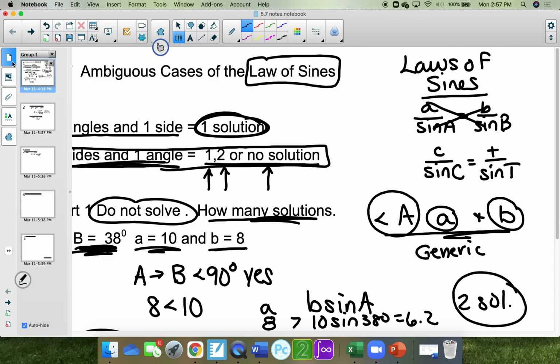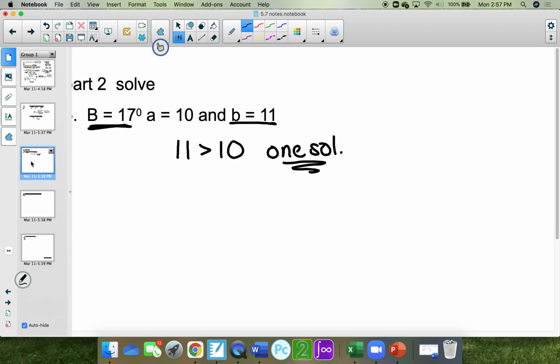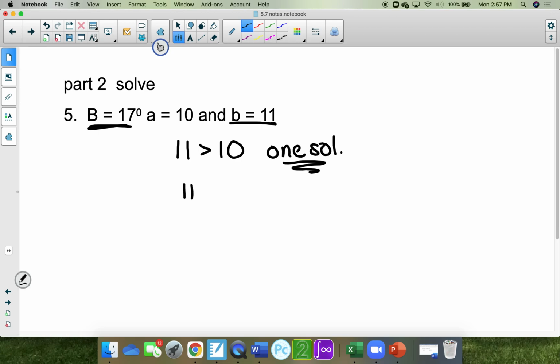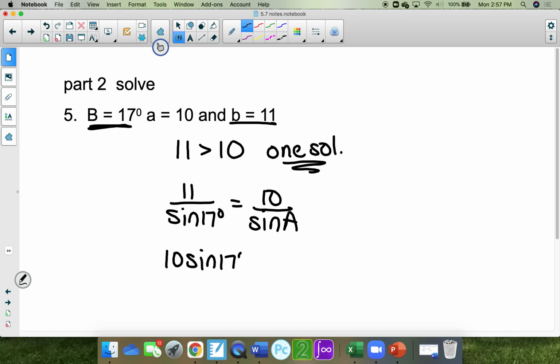So you're just going to go here, and you're going to go 11 is to the sine of 17, as 10 is to the sine of angle A. You're going to cross multiply, just like you did yesterday. And you're going to take 10 sine of 17 on your calculator and divide it by 11, and then take the inverse sine, and you're going to get angle A is 15.4.